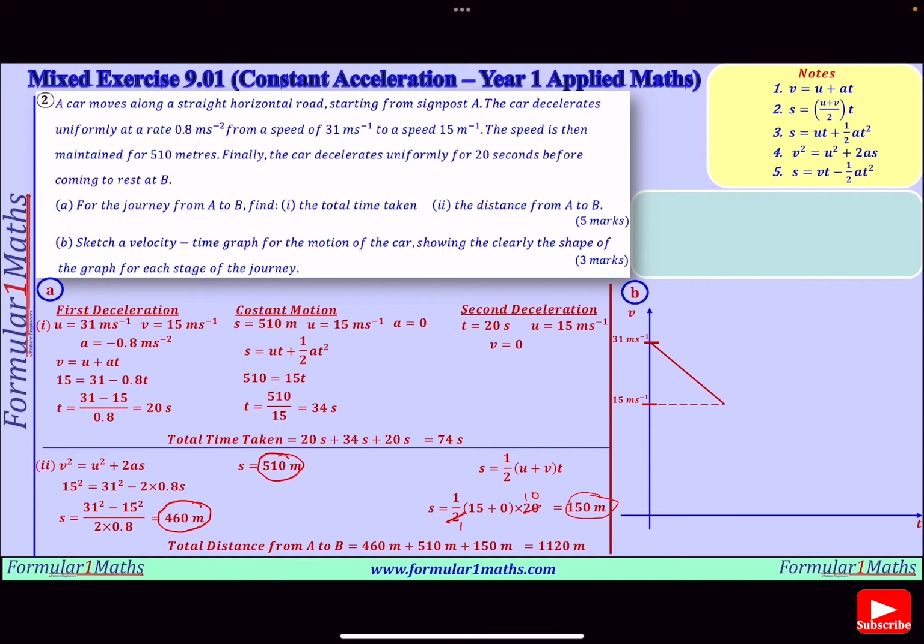And this, we know, occurred in 20 seconds. And that's what we got here. Then this speed of 15 meters per second was maintained for 34 seconds. And so if I add 34 to 20, I'll get 54. And finally, it decelerates from 15 meters per second to rest. And so we have this, and this occurred in 20 seconds. So if I add 20 seconds to that, the total time will be 74 seconds. And so this is the velocity time graph.